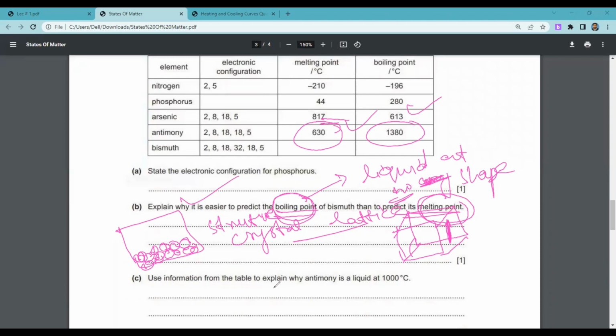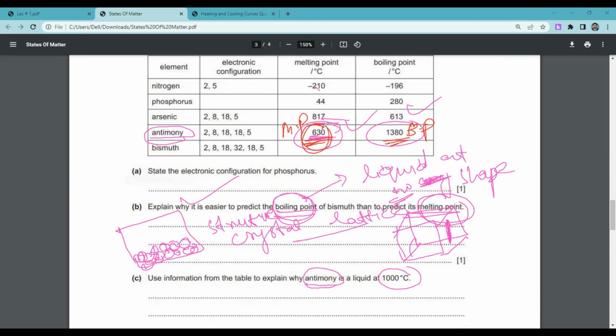The next question says: use information from the table to explain why antimony is liquid at 1000 degrees centigrade. Here antimony lies, and you can see that 630 degrees centigrade is its melting point, while its boiling point is 1380. I asked you this question again and again.